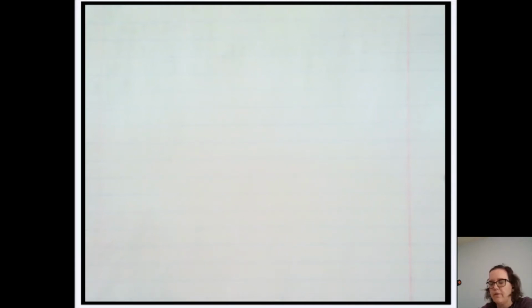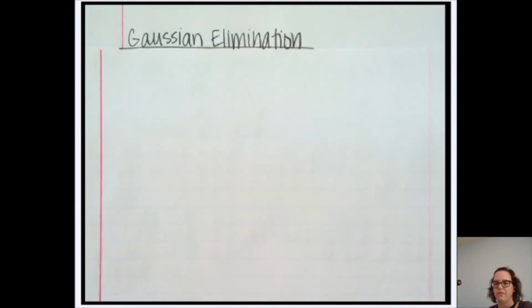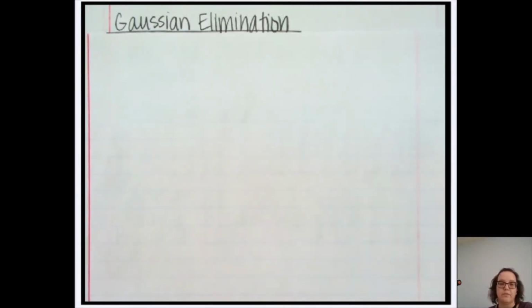Hi guys, today we're going to talk about Gaussian elimination, and Gaussian elimination is just a way to use matrices to solve systems of equations. And I know we haven't had any background, at least in this class, on matrices, but that won't stop us from doing this, okay? So that's where we're headed.